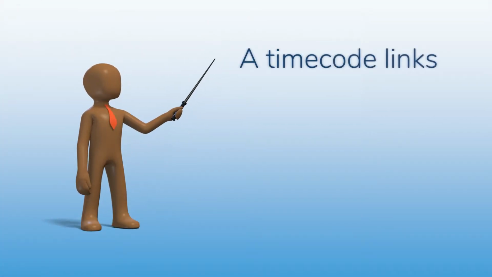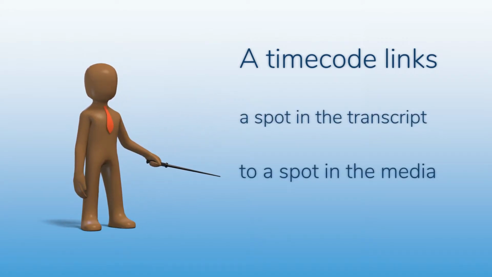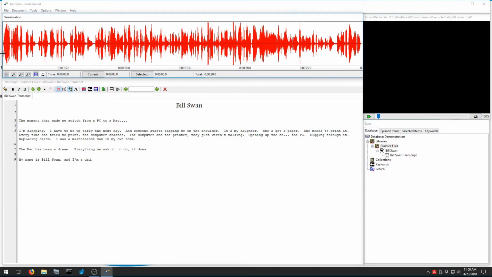A timecode is simply a mark that links a particular spot in the transcript with a matching spot in the media file. We'll move back to the beginning of the media file and the beginning of the transcript, and I'll show you the simple 3-step process for inserting timecodes into your transcript.